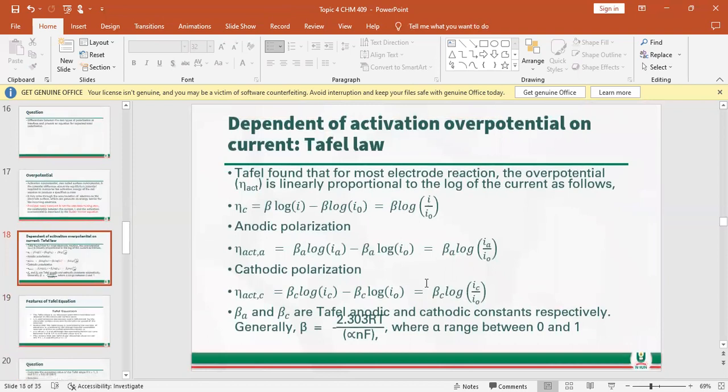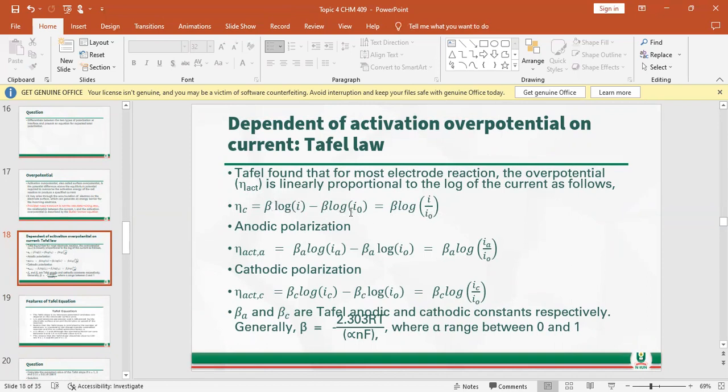Now, Tafel found that for most electrode reactions, the overpotential is linearly related to the logarithm of the current as follows: beta log I minus beta log i0. So that is what it looks like.